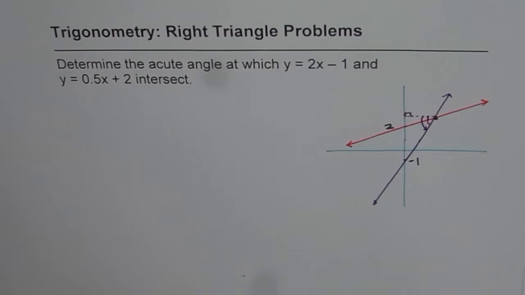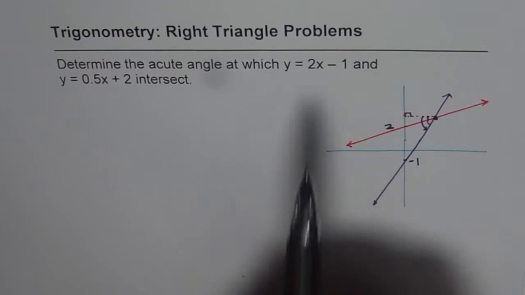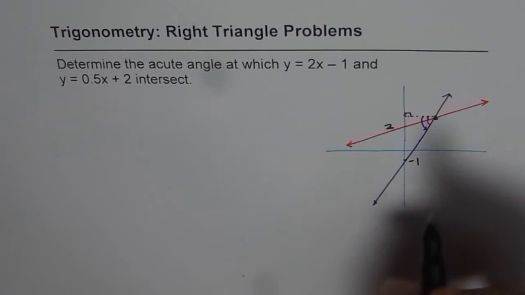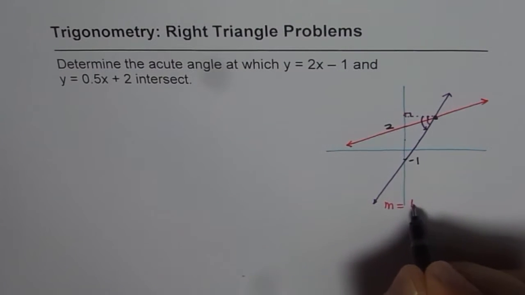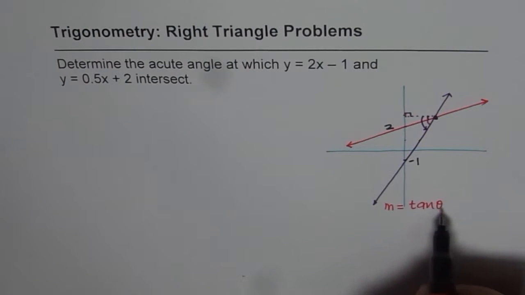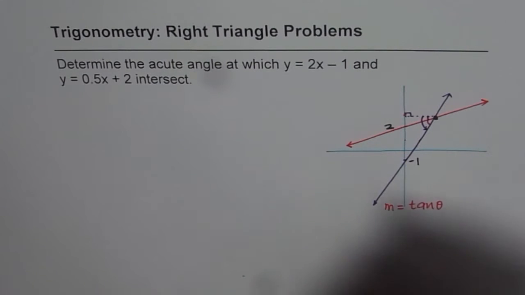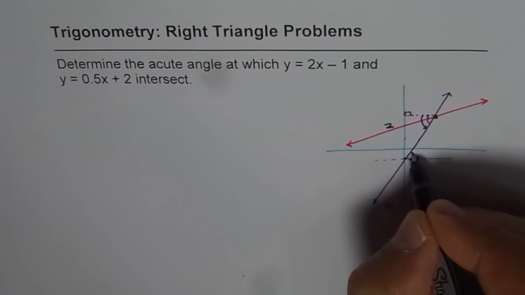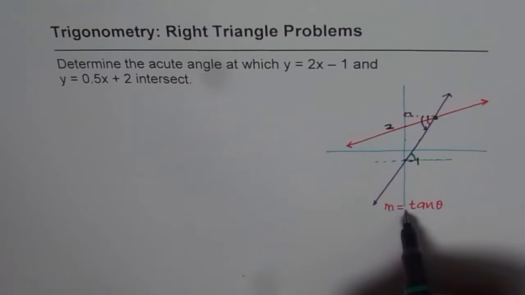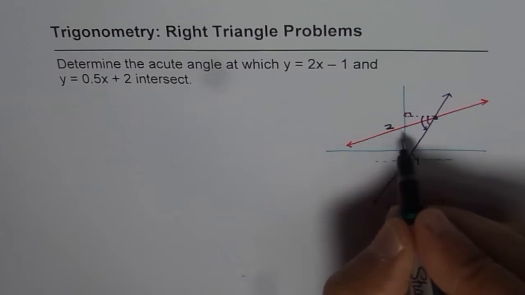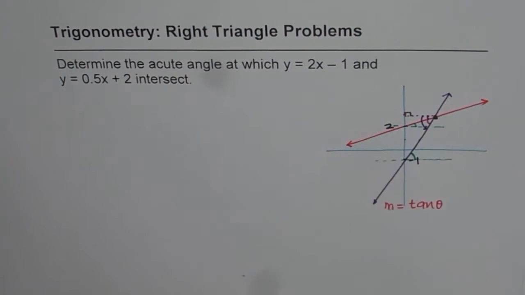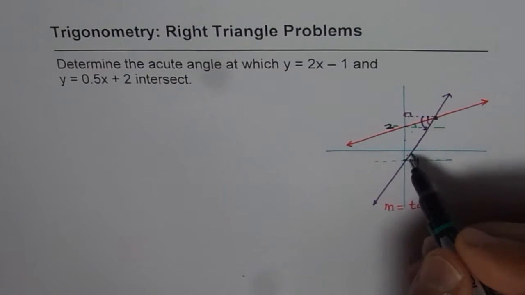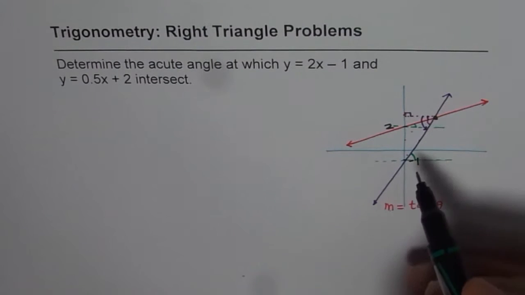The second strategy which you can always use is your knowledge of relating slope with tan theta. As you know, slope m is equal to tan theta, where theta is the angle which the line makes with the x-axis or the horizontal line. If I draw a horizontal line here, then this angle's tangent is equal to the slope. So if you find this angle for the first line, and also the angle the second line makes with the horizontal, then you know the two angles. You can always find the third angle when you take away their sum from 180 degrees. So that's the second method.